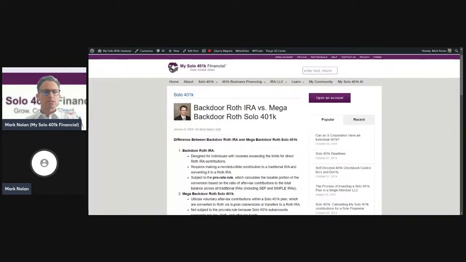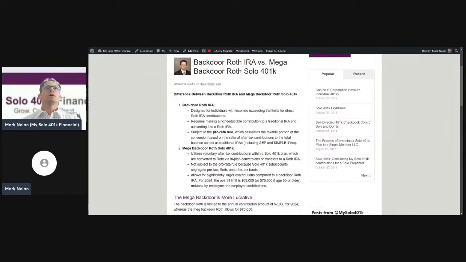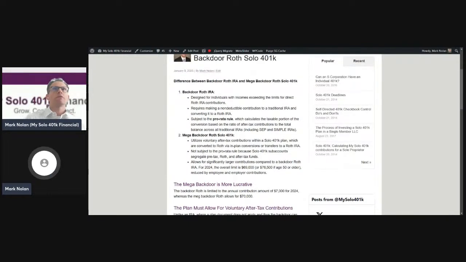Let's talk about the differences between the two. Let's first talk about the backdoor Roth. It's generally used by individuals who make over a certain limit of their adjusted gross income. Because once you make over a certain limit, the IRS rules do not allow you to make Roth IRA contributions. Hence why it's called a backdoor Roth, because you go ahead and make a non-deductible IRA contribution regardless of your adjusted gross income.